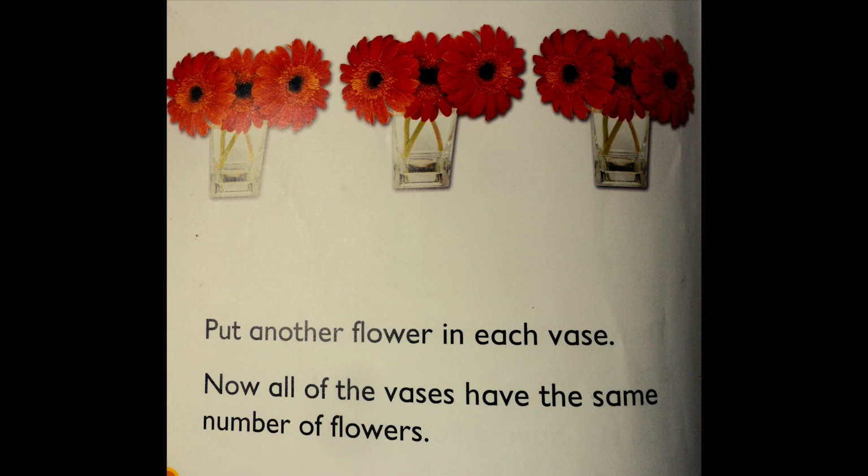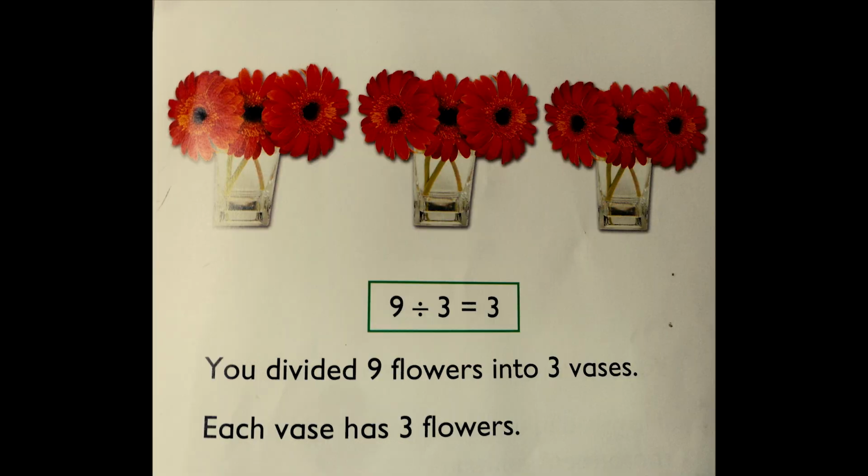Put another flower in each vase. Now all the vases have the same number of flowers. 9 divided by 3 equals 3. You divided 9 flowers into 3 vases. Each vase has 3 flowers.